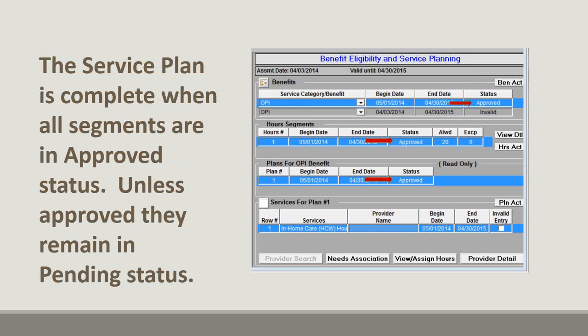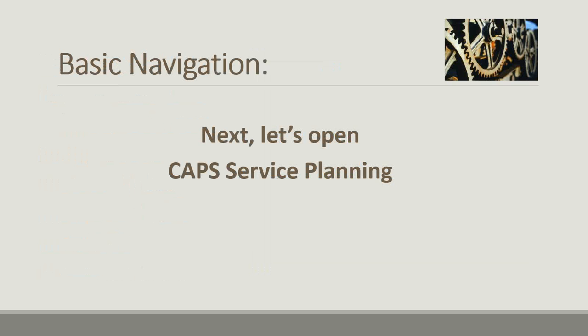Also, there is the status column. Our goal when we complete an entire service planning section is to have each section be approved. If a section is pending, that means that we haven't finished that section and we still need to complete it. We'll see that when we cover each individual section, but at the end, we should see each one of these be approved just as we've shown here. That's our goal. Now let's open CAPS service planning, and I'll show you that from the very beginning.